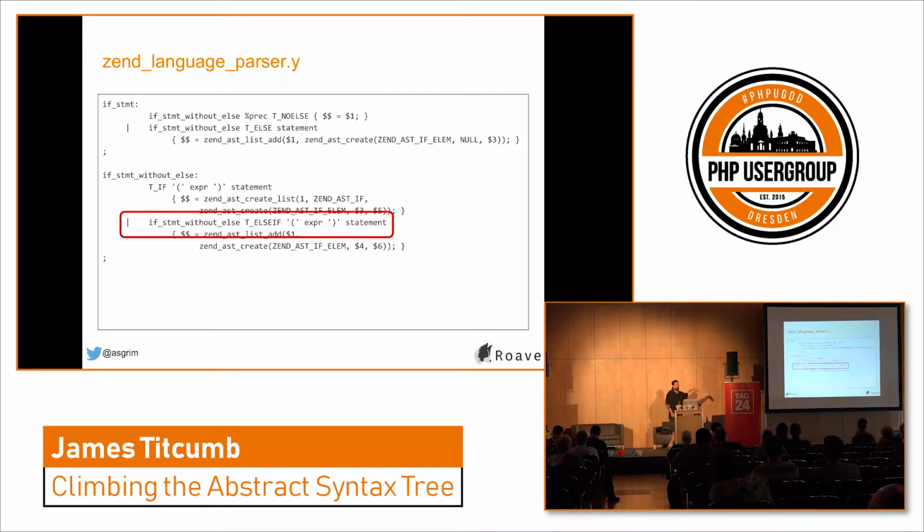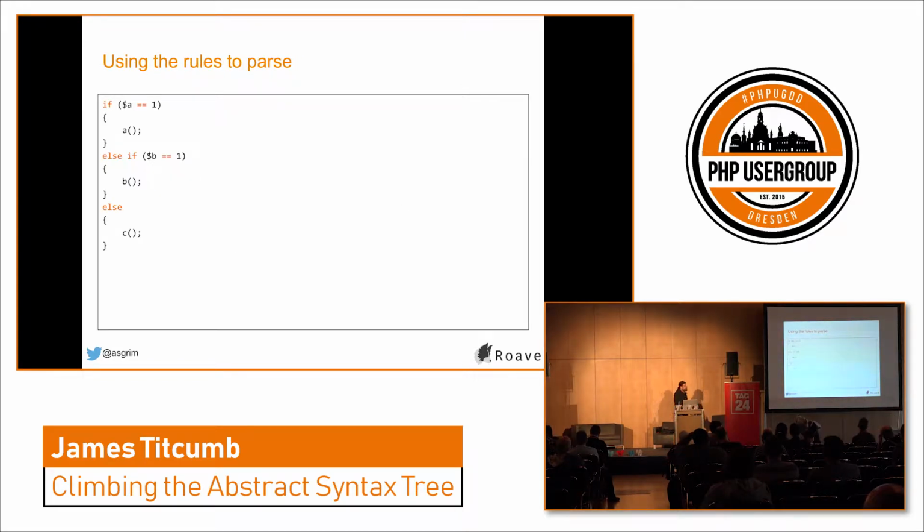And we're using the fact that it's recursive and we can descend and parse it in different ways to our advantage. So let's try and use these rules to parse this fairly straightforward if, else block. The first block, if you like, is matched by if statement without else, because it matches the definition. It's got an if, open parenthesis, expression, close parenthesis, and a statement, okay?